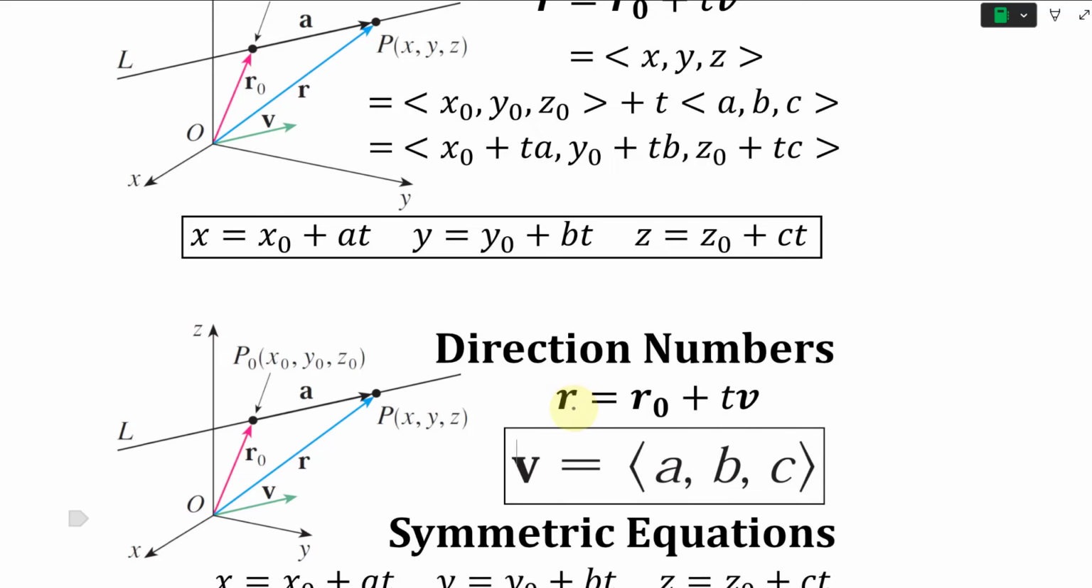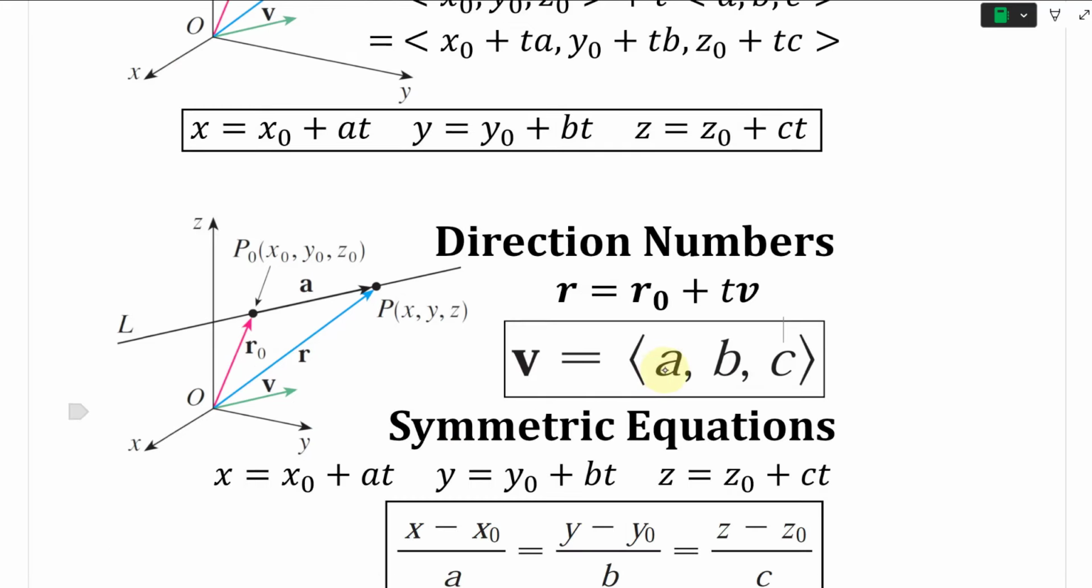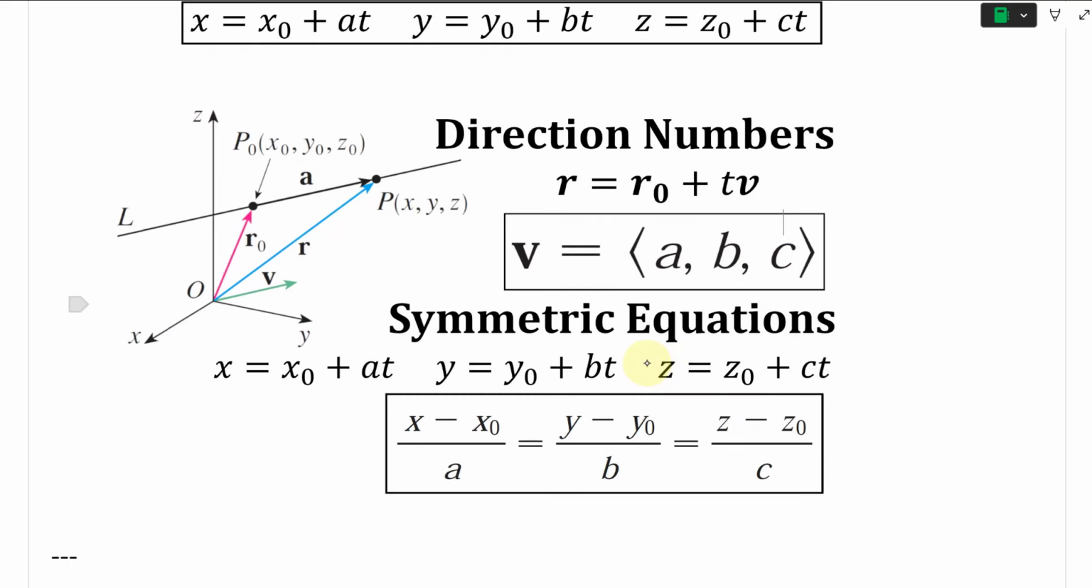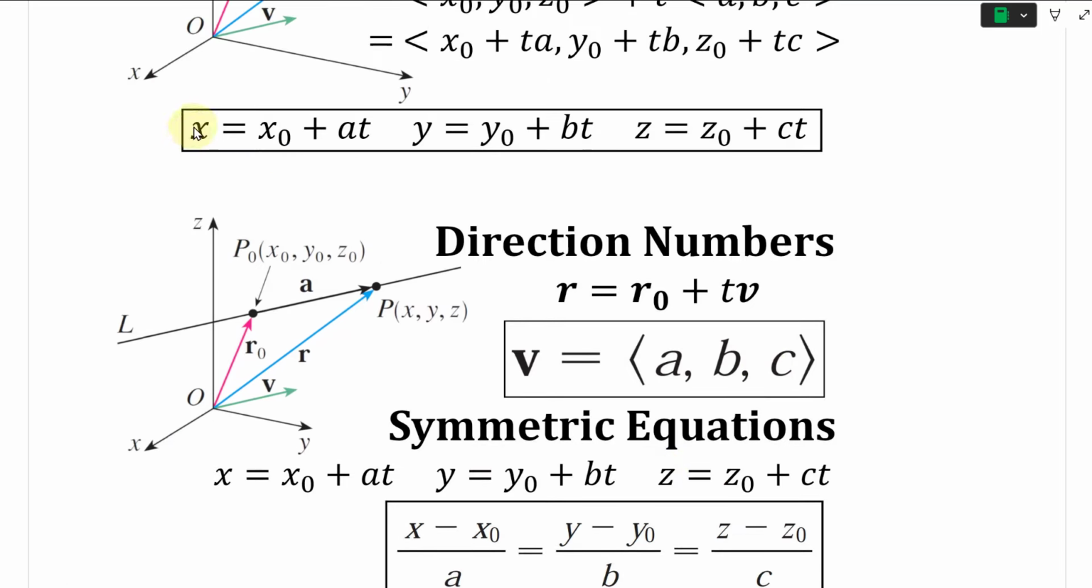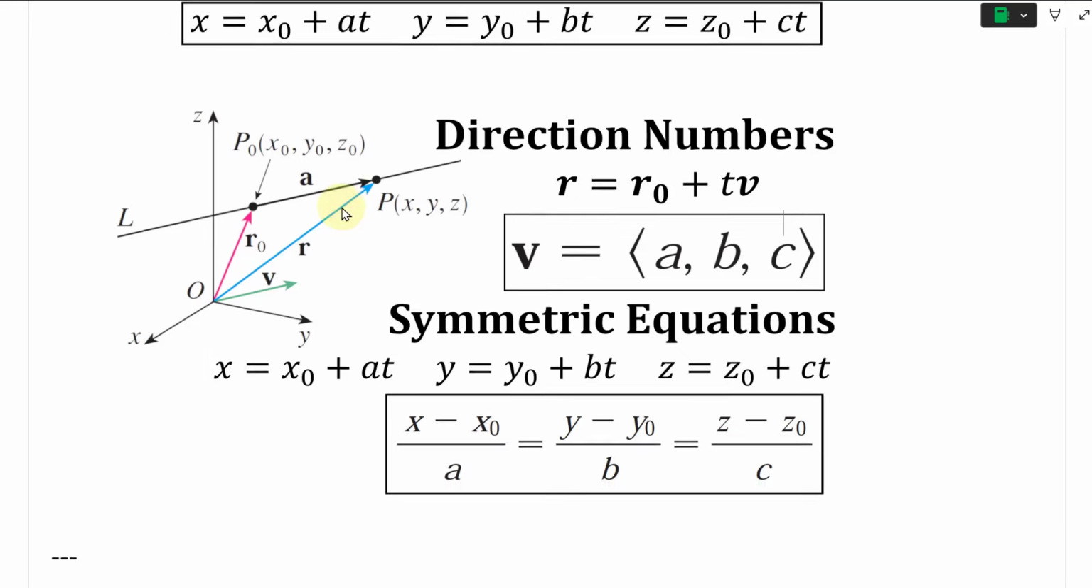And the direction numbers are these. This is just direction numbers giving you the direction of the line. So v vector is equal to the components a, b, and c. And then the symmetric equations is, well, we take these parametric equations, and then we just solve for t in all of them, and then equate them all.